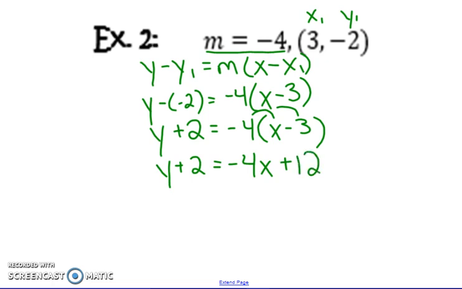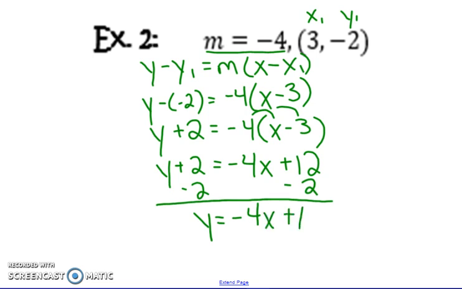I'm not done because y is not by itself, so I'm going to subtract 2 on both sides. Now I have y equals -4x plus 10, where -4 is my m and positive 10 is my b. Again, I'm not worried about graphing them, but if we needed to, we very well could.